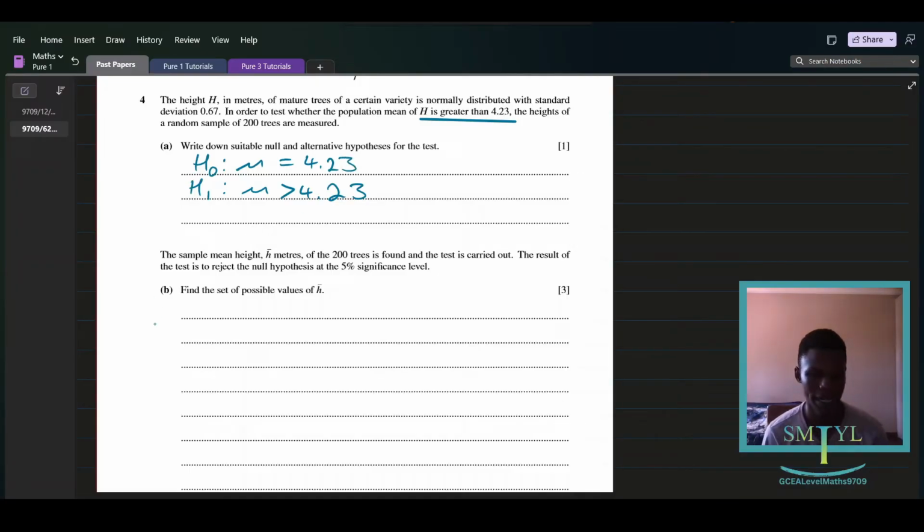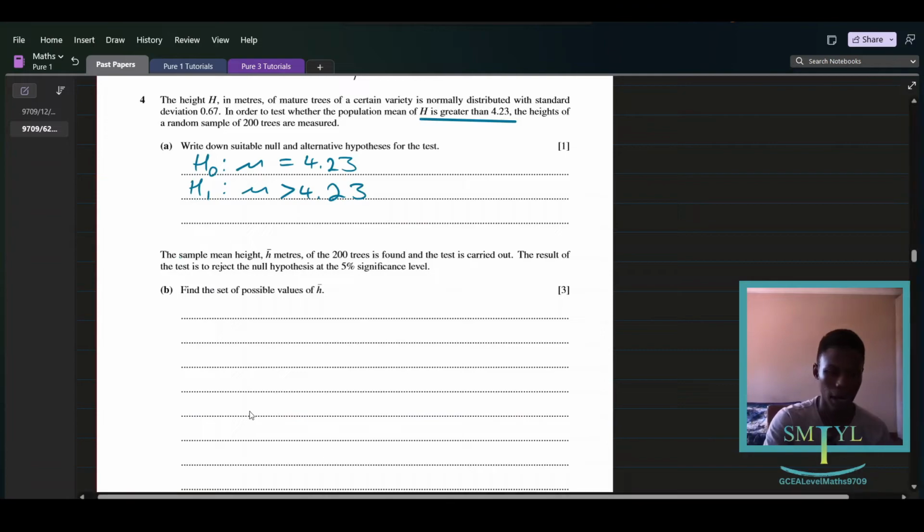The sample mean height h bar meters of the 200 trees is found and the test is carried out. The result of the test is to reject the null hypothesis at the 5% significance level. Part B. Find the set of possible values of h bar.